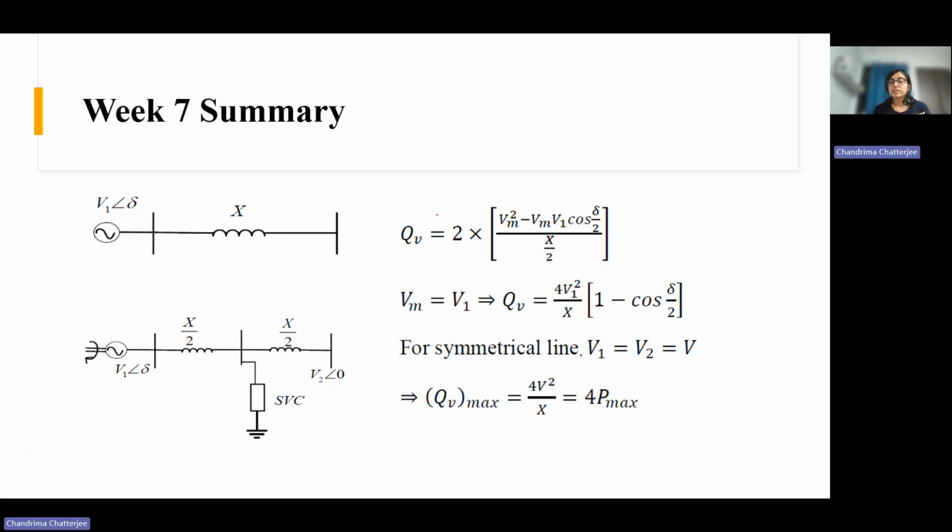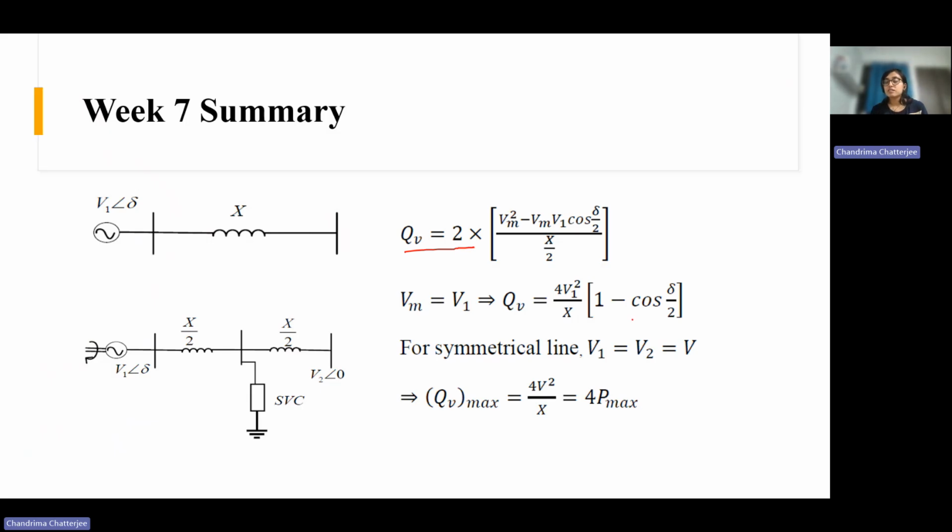Now this was the active power. What about the reactive power? The reactive power is this. Now if you simplify this, it becomes 4V1 square by X. You just assume a symmetrical line. Throughout the discussion, just assume this as a symmetrical power transfer line, so V1 is equal to V2, the magnitudes are equal. So this is 4V1 square by X times 1 minus cos delta by 2.